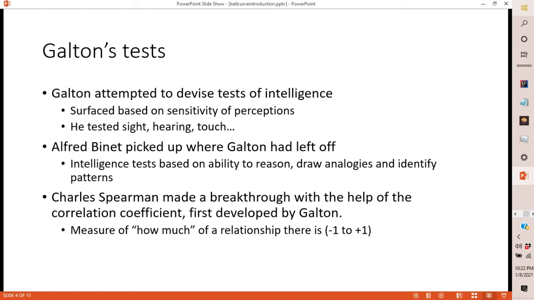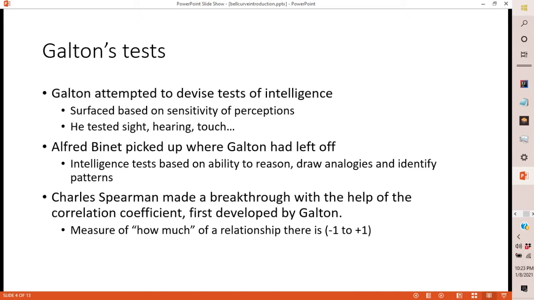Alfred Binet, I believe a French scientist, picked up where Galton had left off, and he made intelligence tests based on something different than these senses. He made them based on ability to reason, draw analogies, identify patterns. So he made them a little bit closer to what we would consider an IQ test in today's terms.